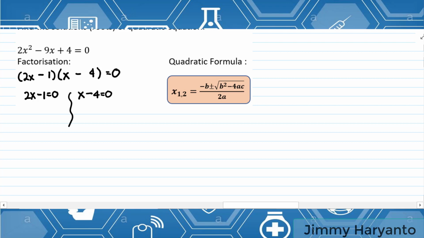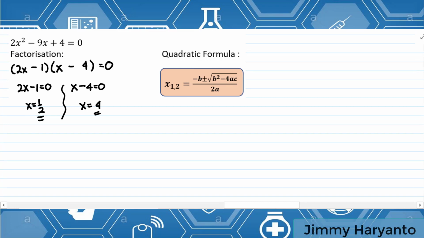So the first x, I will get x equals to half. The second, I will have x equals to 4. Okay, these are the roots of the quadratic equation, or we call them the solutions.